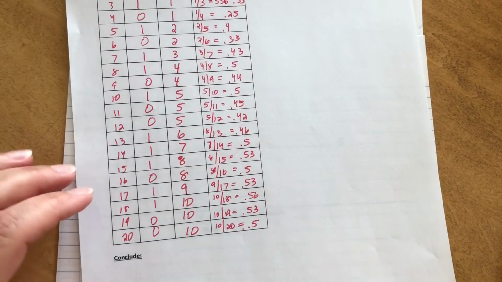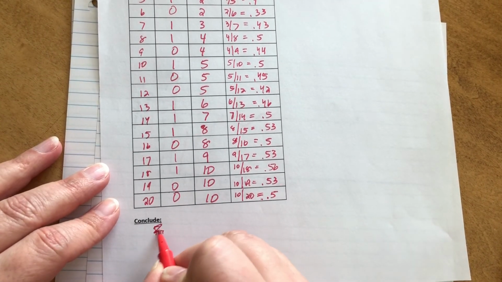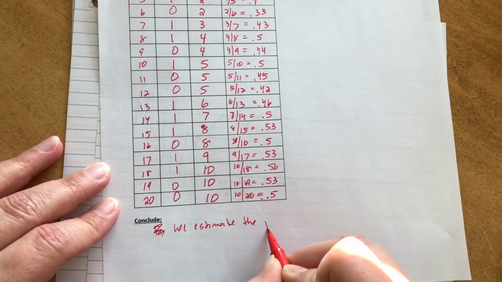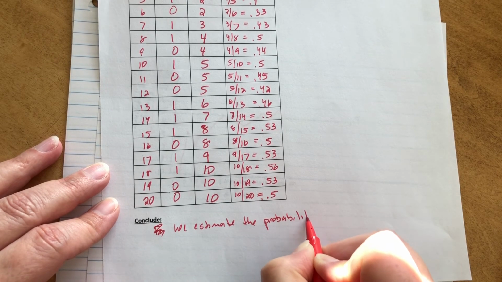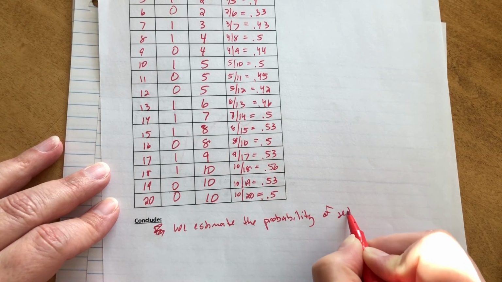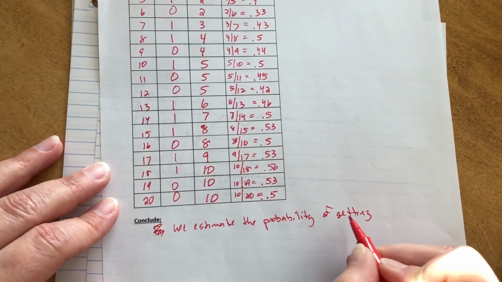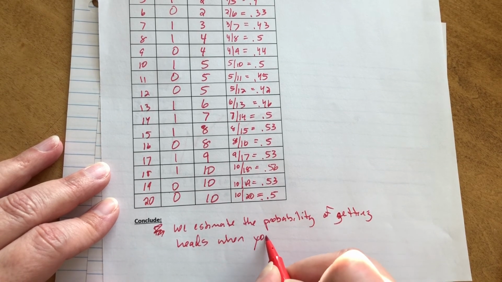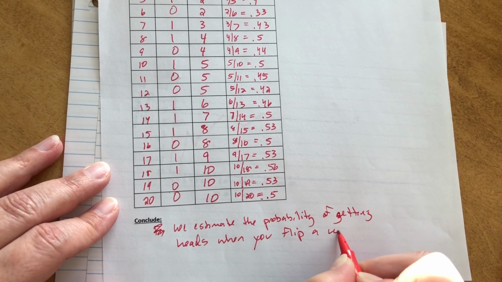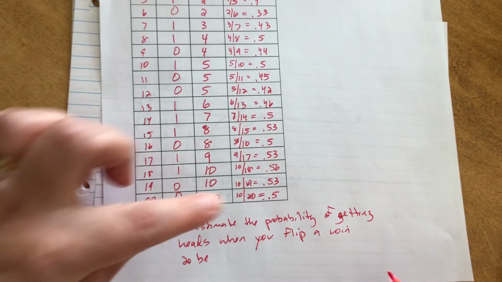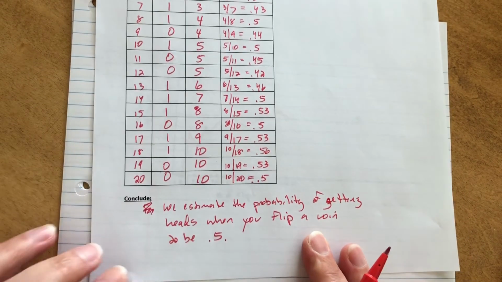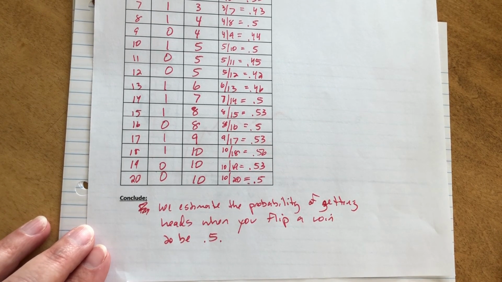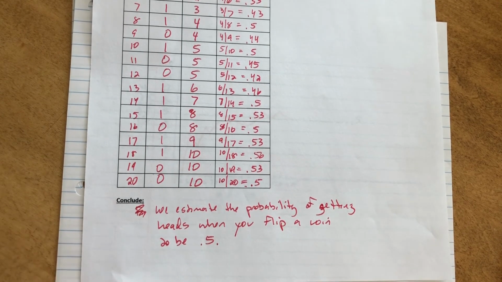So let's write our conclusion. We're just gonna write, we estimate the probability of getting heads when you flip a coin to be 0.5. And you know what? Our estimate is pretty darn close. As a matter of fact, it is exactly what the true probability would be, okay? So that's how a simulation works.